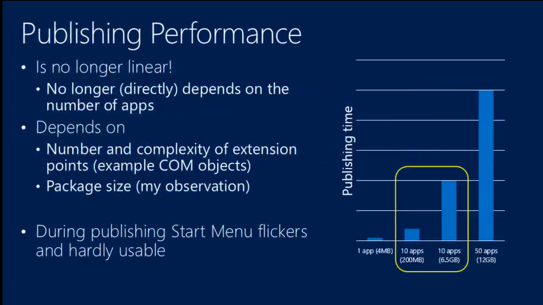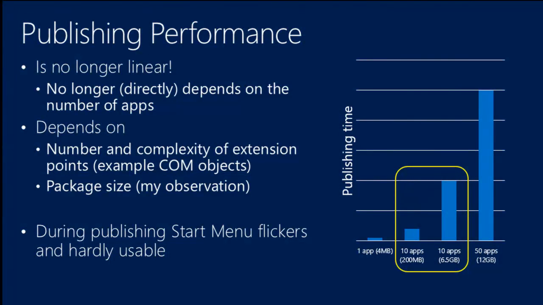What I did find out is that the publishing performance is no longer linear. So in AppV4, if I have more packages, the publishing time or the refresh time will take longer. I found out here, for example, I have a graph where I have 10 applications of 200 megabytes and 10 applications of 6 megabytes. The last one takes longer to actually apply to the client. So it's no longer linear.